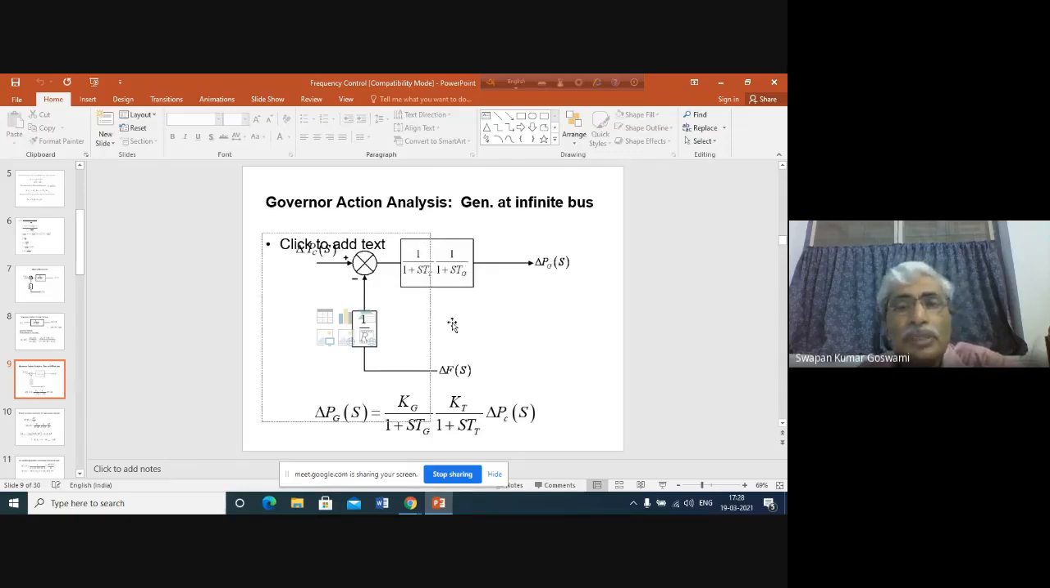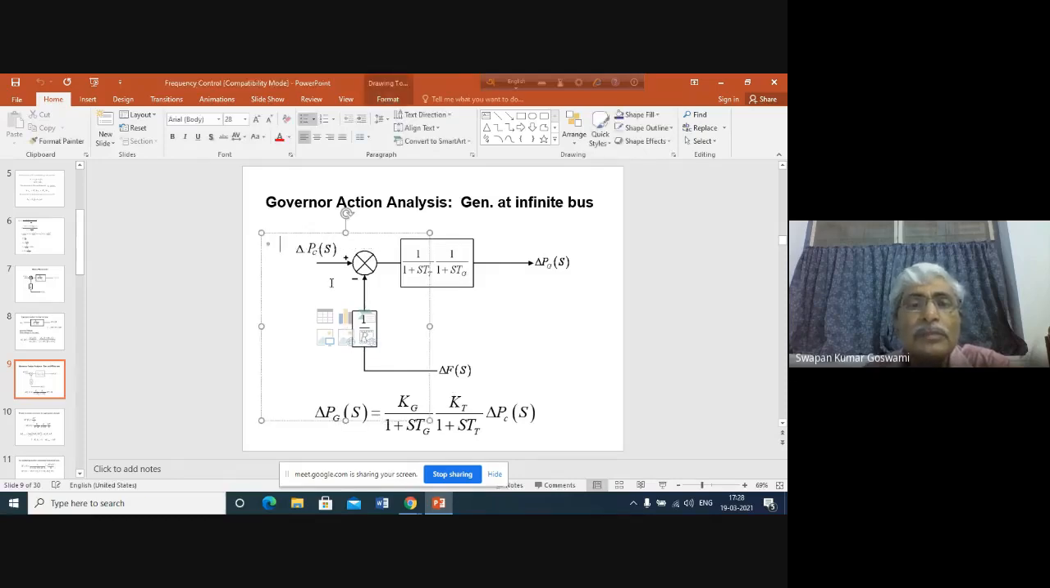So governor is represented as Kg by 1 plus sTg. This is the first transfer function of the governor, and turbine is represented by Kt by 1 plus sTt. It is the transfer function of the turbine. So at the output, it is delta PGS, power increase at the input of the generator. Delta Fs is the change in the frequency. Okay. R is the regulation of the governor. R is the regulation of the governor. Then delta PCS is the transform of the power increase command.